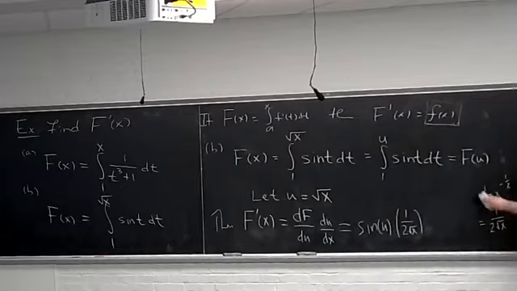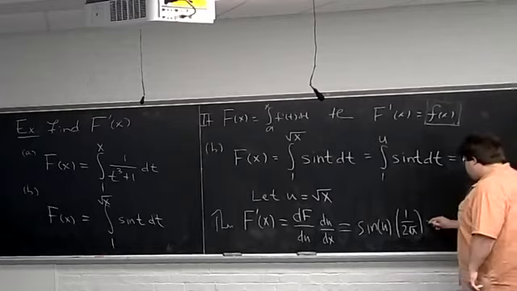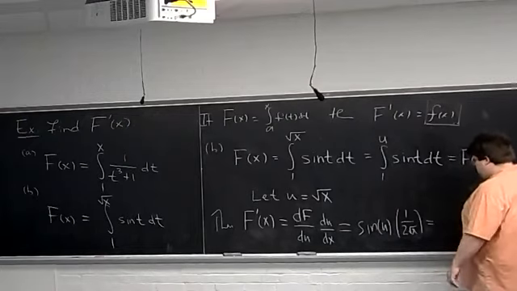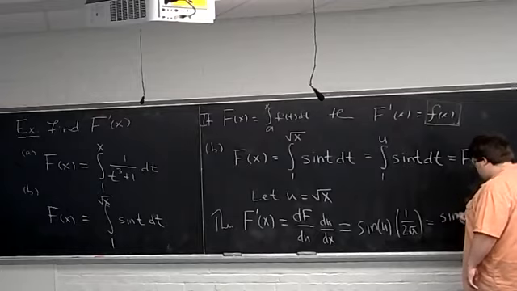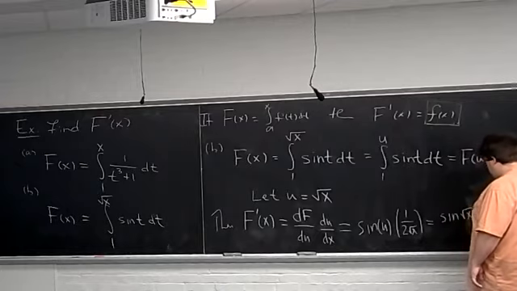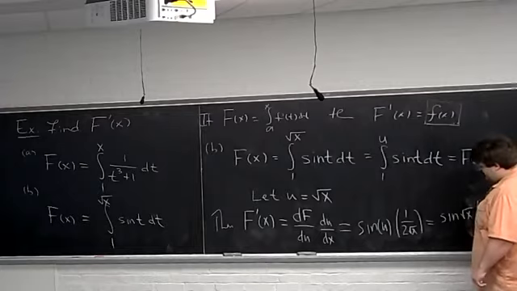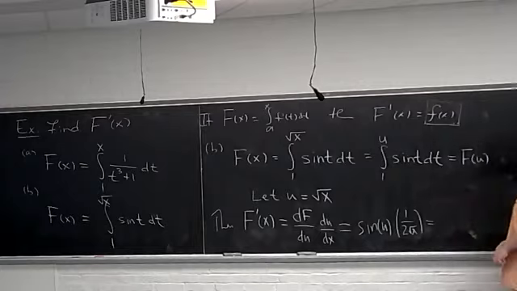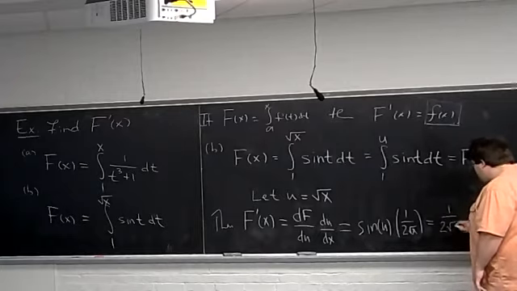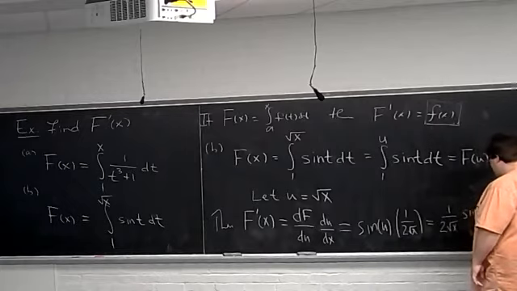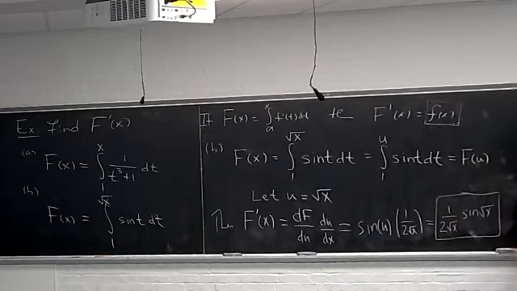And what do we get here? Well, we still have a u. We can get rid of that u, replacing it with root x. I don't like how that looks, so I'm going to pull that 1 over 2 root x out front. I could write this as one fraction, but I think this looks a little better when you keep the 1 over 2 root x out front.